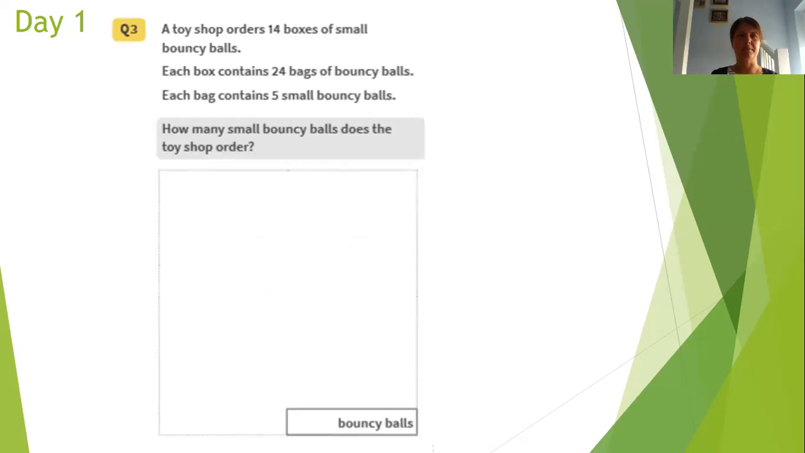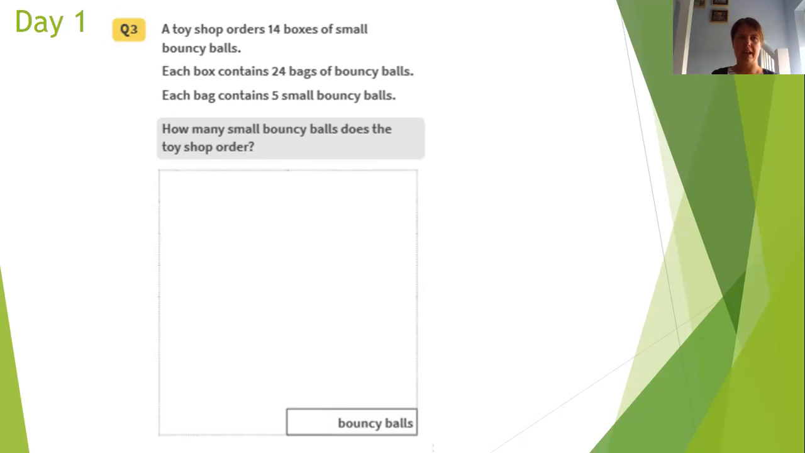We've got a word problem next. Now we need to think when we see a word problem, make sure we answer the whole problem, don't just answer the first part. A toy shop orders 14 boxes of small bouncy balls. Each box contains 24 bags of bouncy balls. Each bag contains 5 small bouncy balls. How many small bouncy balls does the toy shop order?